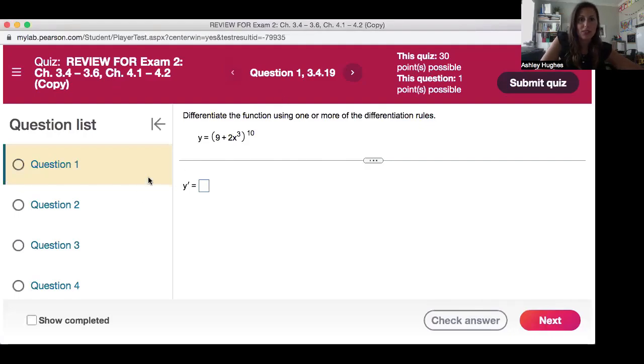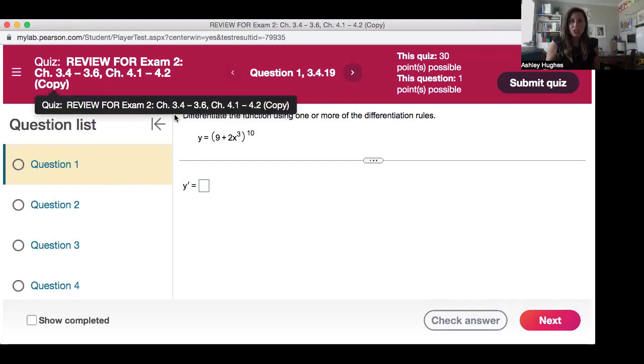So let's review taking the derivative. Here we are, question 1. Differentiate the function. That just means take the derivative. So how do we take the derivative of this? Oh, I need to plug this in first. Okay, here we go.